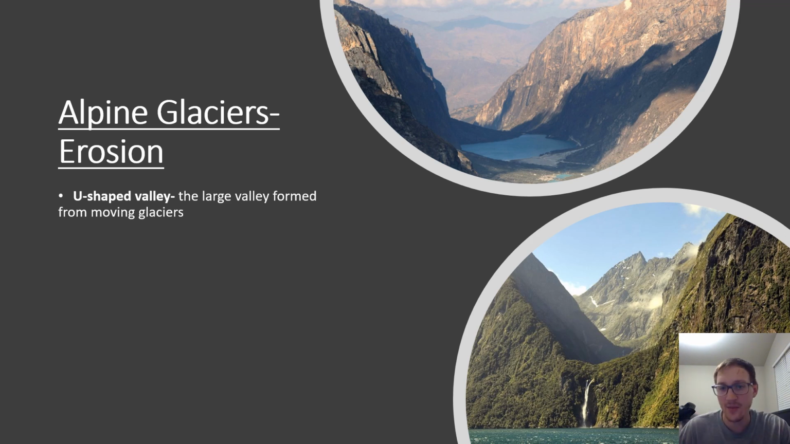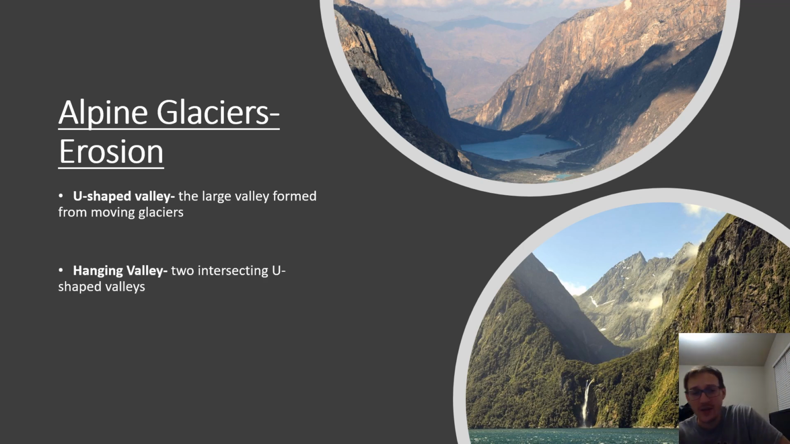So if you imagine this top picture, as the glacier moves through, it cuts out a very, very wide swath of land with it. Okay, not like a river, which is going to be a smaller V-shaped valley with really steep sides. This is going to cut out a much larger area. Okay, the other thing you get is something called a hanging valley.